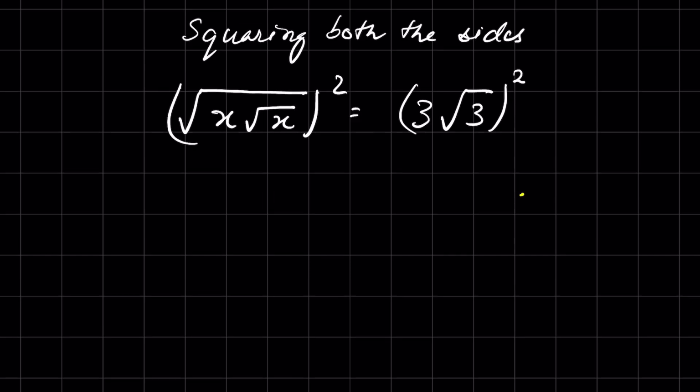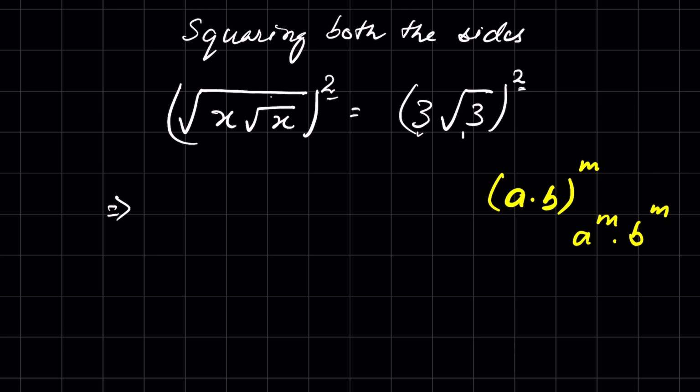Now again, when a times b whole raised to the power of m is equal to a raised to the power m times b raised to the power m. So this square will be on 3 as well as on square root of 3, and in the left hand side, this square will remove the square root. It will be x times square root of x, 3 square times square root of 3 square.